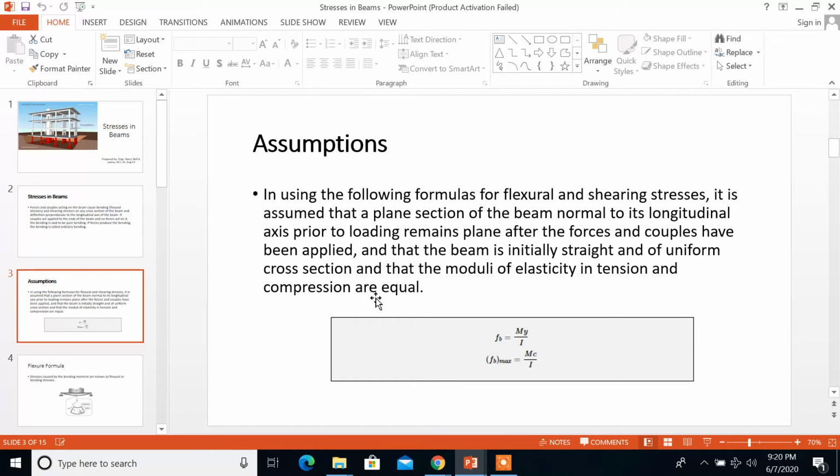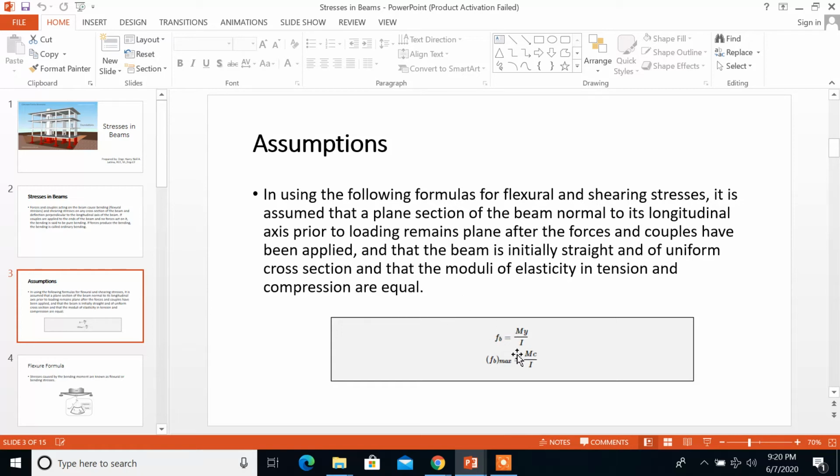So for the assumptions, in using the following formulas for flexural and shearing stresses, it is assumed that a plane section of the beam normal to its longitudinal axis prior to the loading remains plane after the forces and couples have been applied, and that the beam is initially straight and of uniform cross-section, and that the modulus of elasticity in tension and compression are equal. So, ibig sabihin, yung modulus of elasticity daw natin is equivalent in tension and compression.